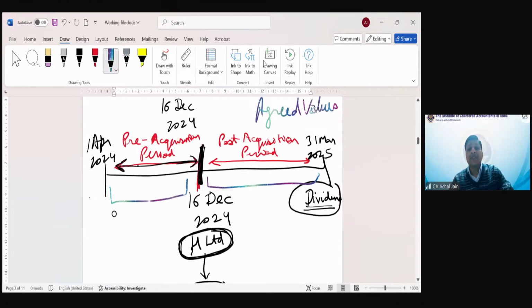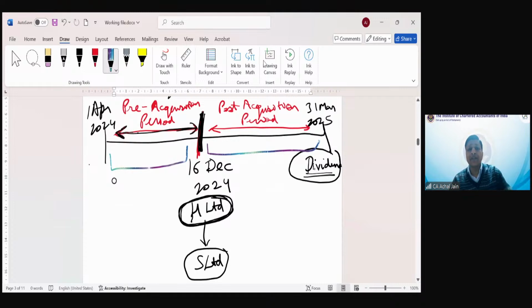But when it comes to a situation like this, wherein the acquisition has taken place during the year, in that case, you will be required to split the profits, split the P&L into two parts. And you will also be required to check where this dividend comes from. Sometimes the question may tell you that you need to pick up the dividend from this period's profits. But if the question is silent, what will you assume? Tell me, what will you assume? If the question is silent, you'll assume that the dividend has been paid from the profits for this entire year.